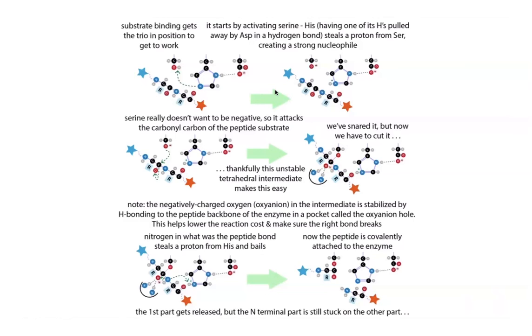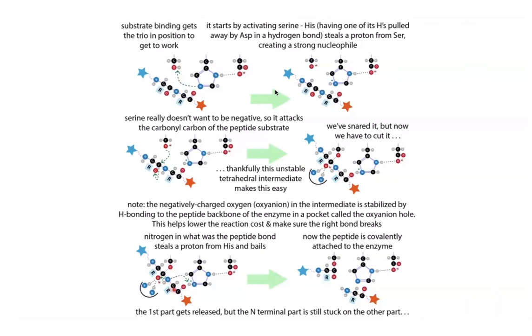The enzyme is going to help in a couple of different ways. Basically, there's this part on the enzyme called the oxyanion hole. It's called an oxyanion because it has this negatively charged oxygen. The amide nitrogens in the backbone of the peptide in this pocket are going to help stabilize this intermediate and make sure that it breaks the right way. So this intermediate is going to break down. The nitrogen in what was the peptide bond is going to steal a proton from that histidine. And so this is going to be stealing this proton.